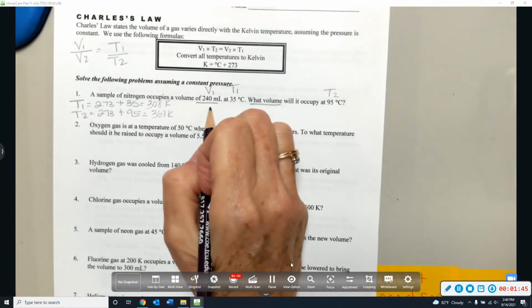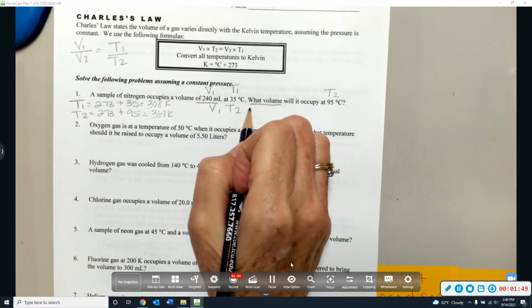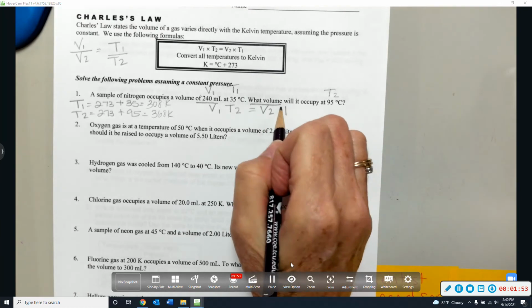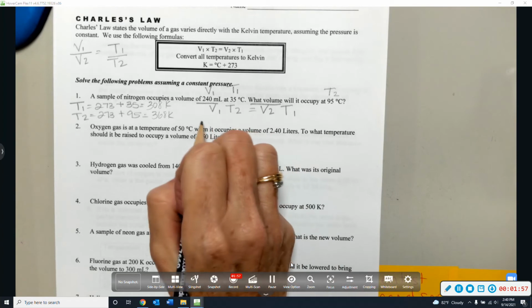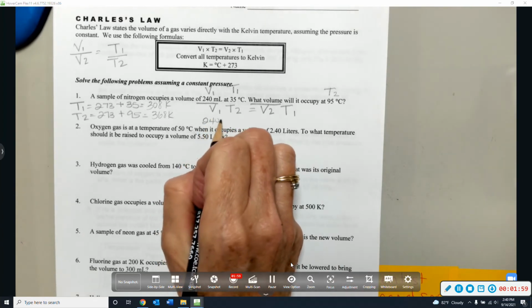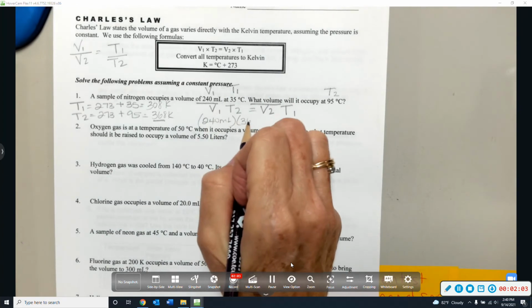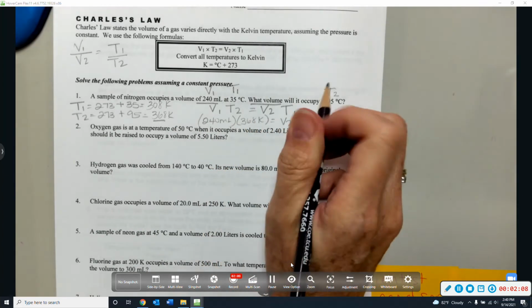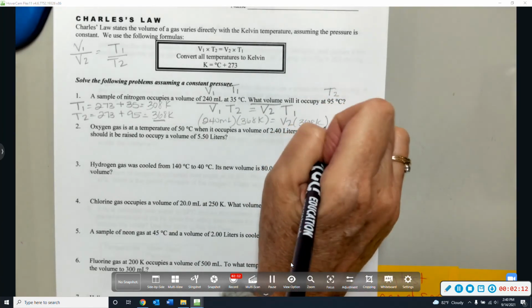So we've got V1 times T2, watch that right there because that's where the mistakes always happen, equals V2 times T1. So this V1 is 240 mL times T2, which we know is 368, equals V2, because we don't know that one, times T1, which is 308 Kelvin.